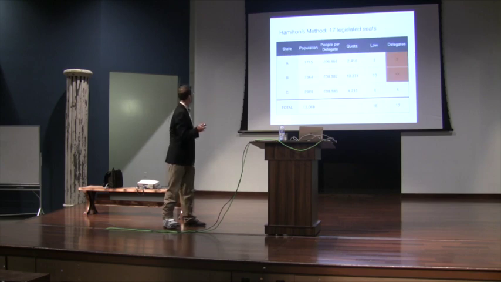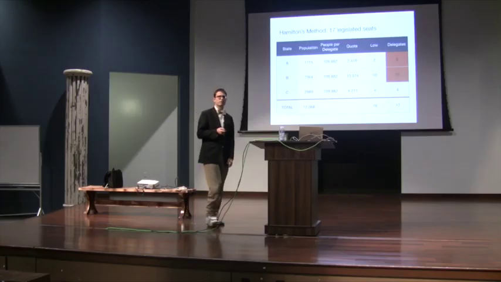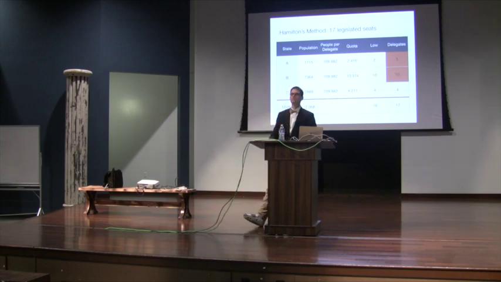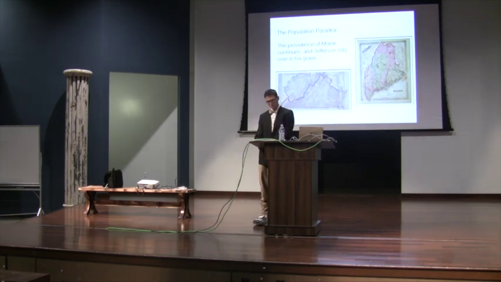And when we do that, we see some interesting things happen. We see that A, that had 2 delegates, goes up to 3. And B, that had 11 delegates, goes down to 10. So the introduction of a new state causes a change in the apportionment. Hamilton's method is just not doing well. And the problems for Hamilton continue.